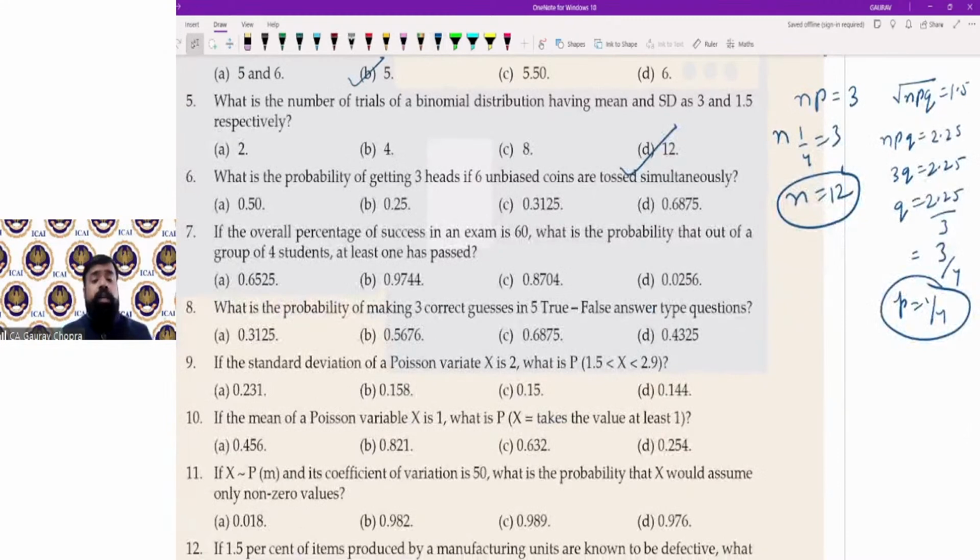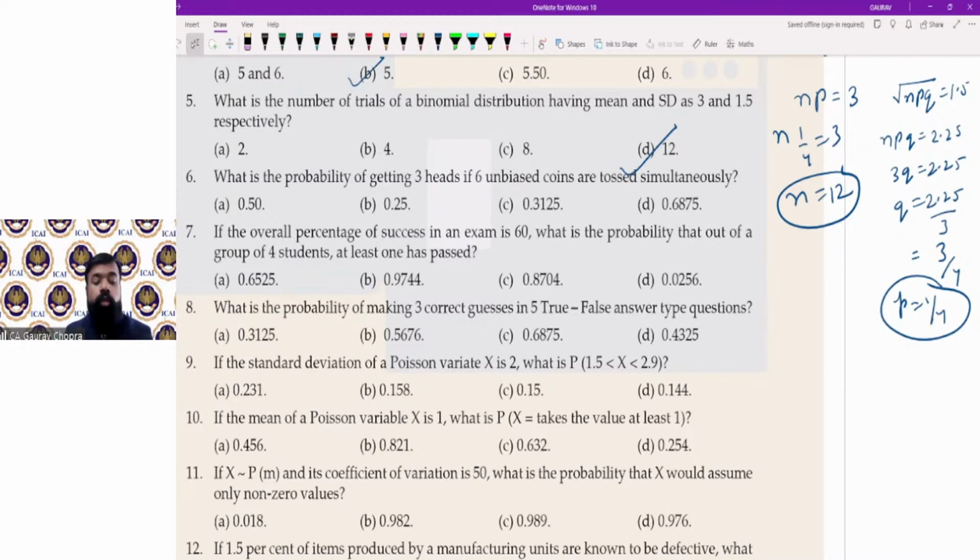Sixth one. This we have done in the beginning of the session. Six coins are tossed, and what is the probability of getting 3 heads? This we have done in the beginning. Then the seventh one. Yes, you can try the seventh now. That's a good question. You can try this. After that, I will be discussing.